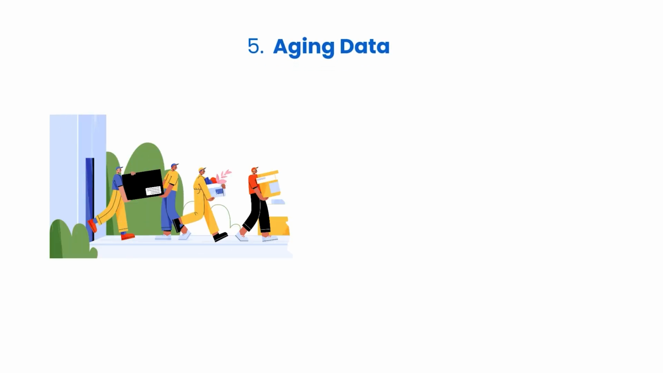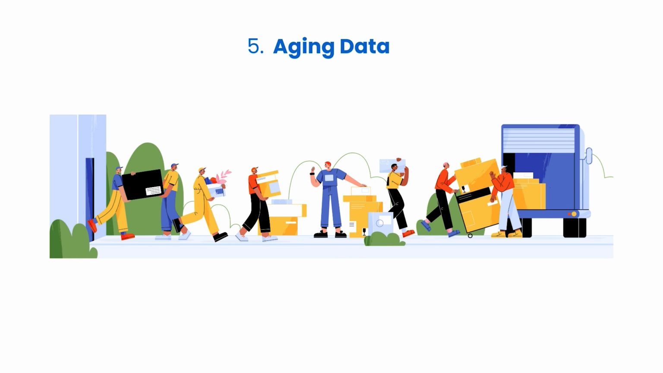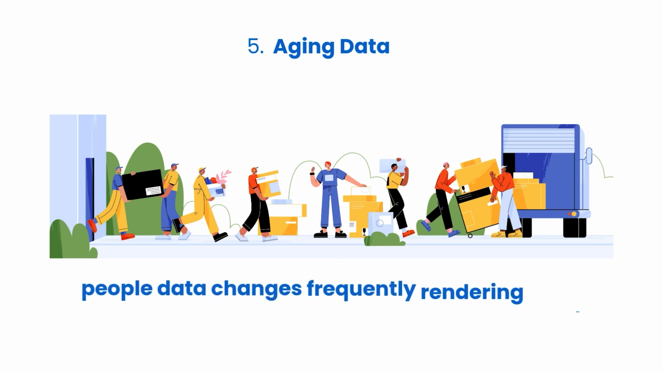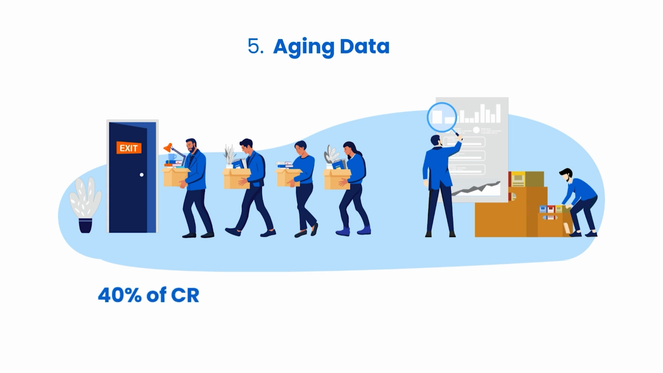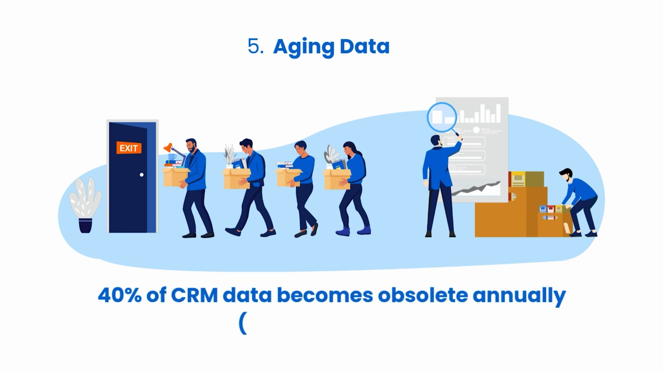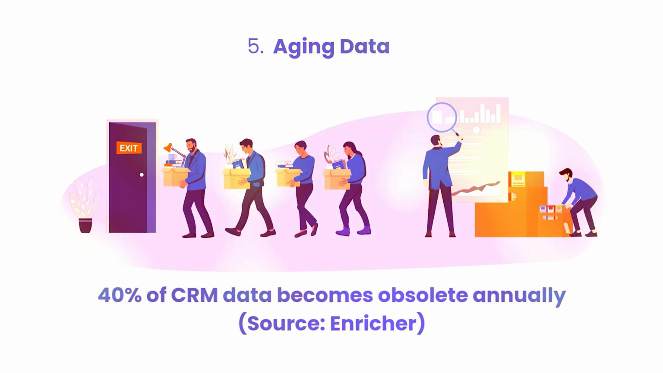And lastly, aging data. Data gets old fast. People move, change jobs, or switch email addresses more frequently than you realize. If you don't update your records, they'll become irrelevant, which is why 40% of CRM data gets obsolete annually. This is just the tip of the iceberg.